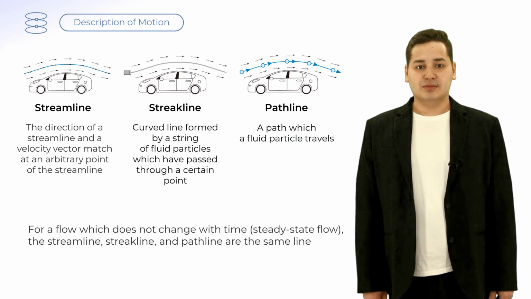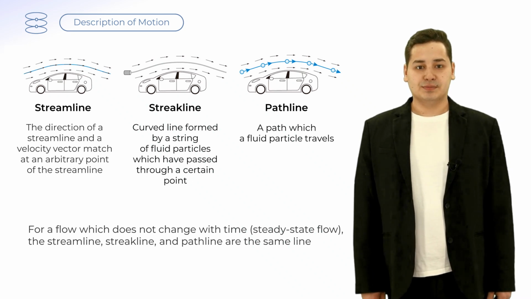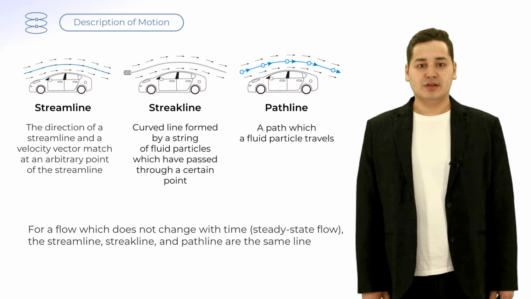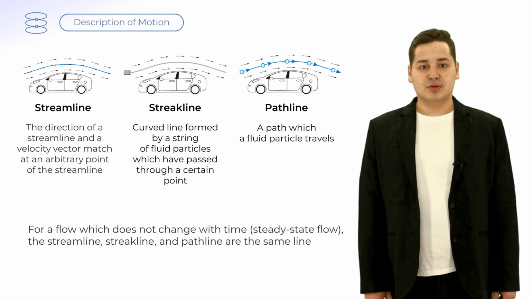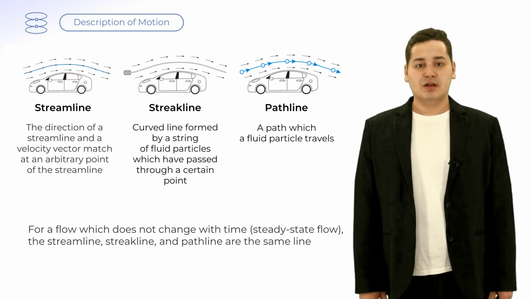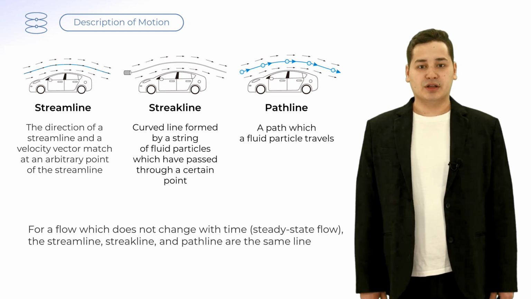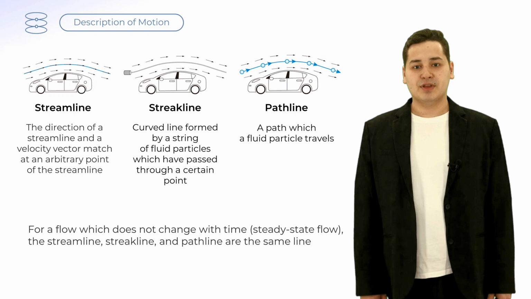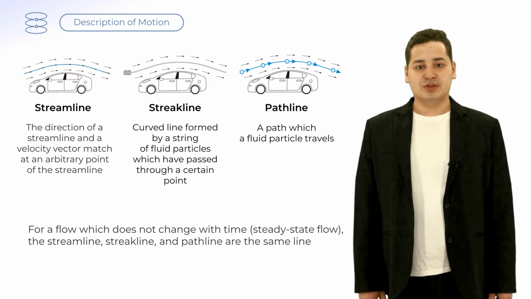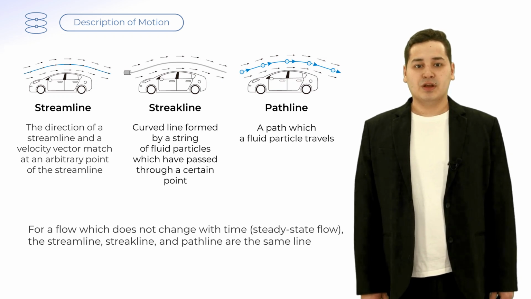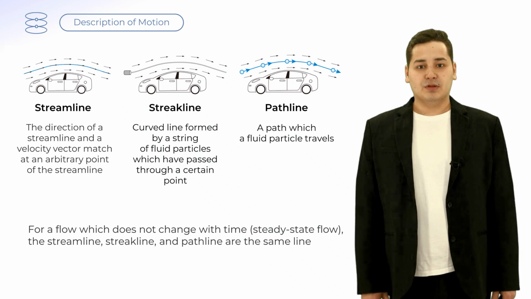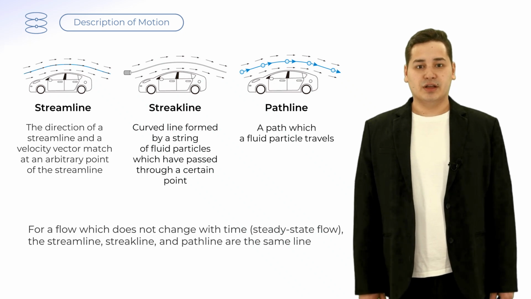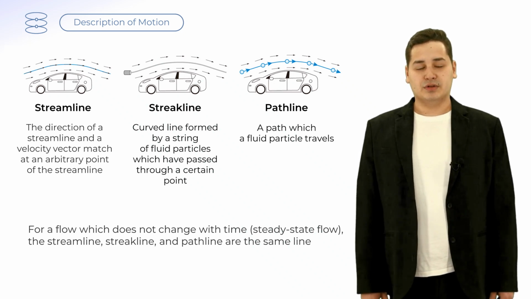A path line is a path which a fluid particle traces. One example of a path line is a path defined by a balloon floating in the air. For a flow which does not change with time, the streamline, streakline, and path line are the same line. A flow which does not change with time is called a steady-state flow. On the other hand, a flow which varies with time is called a transient flow. For transient flow, the streamline, streakline, and path line are all different lines.